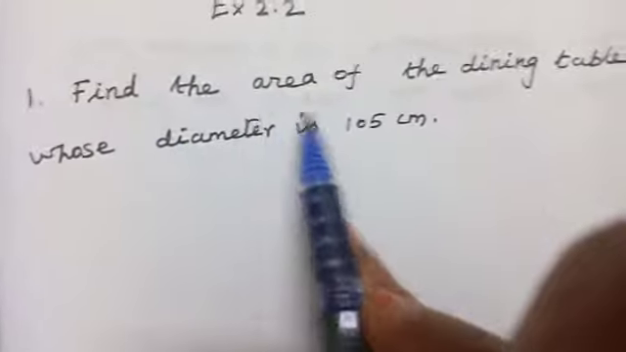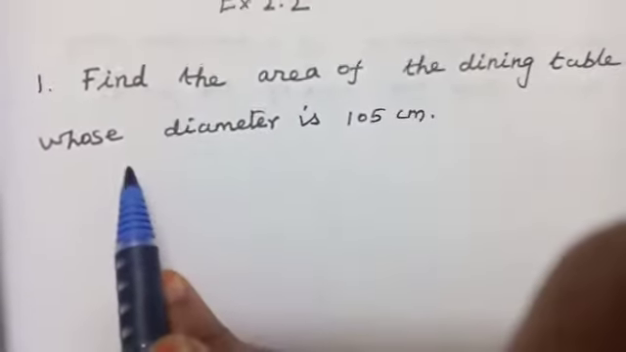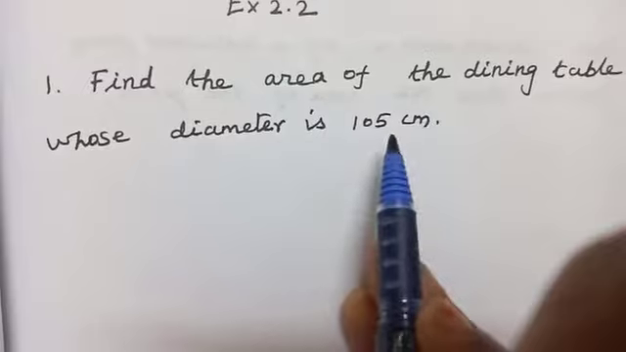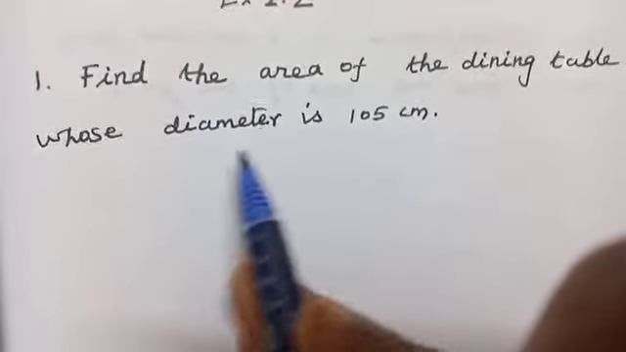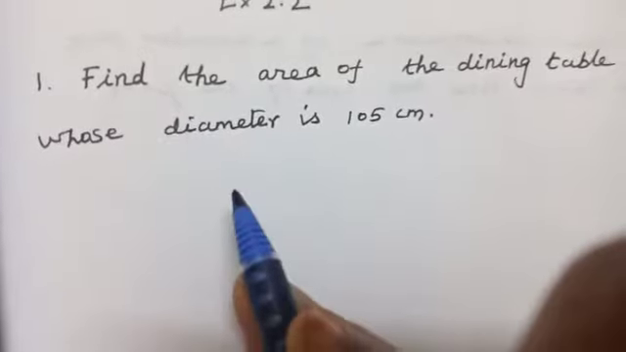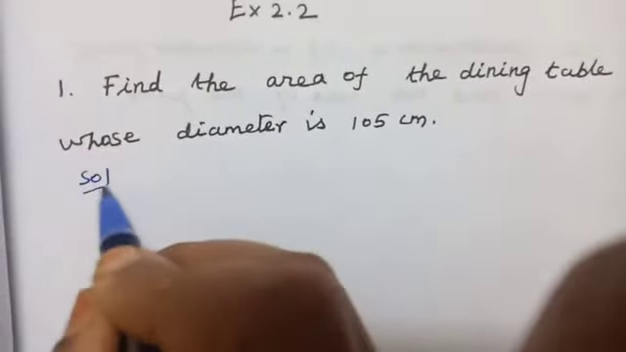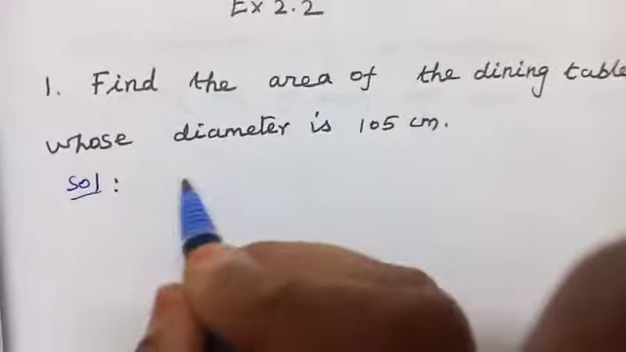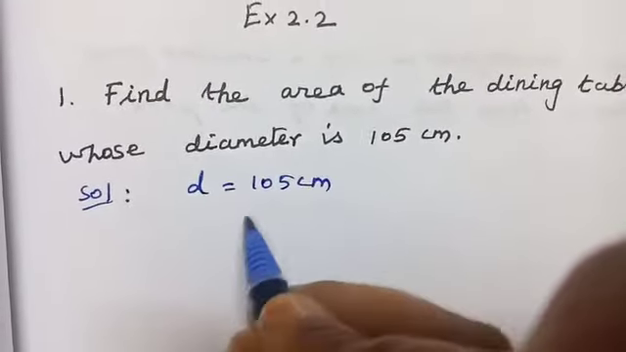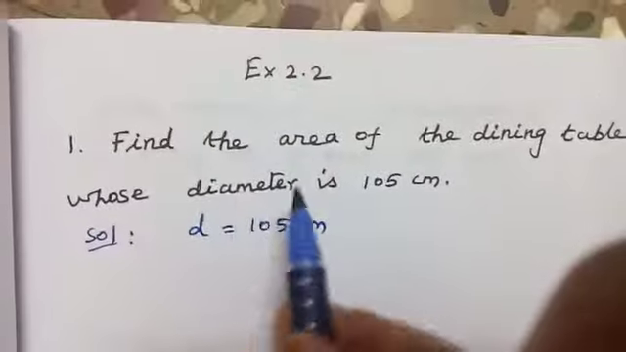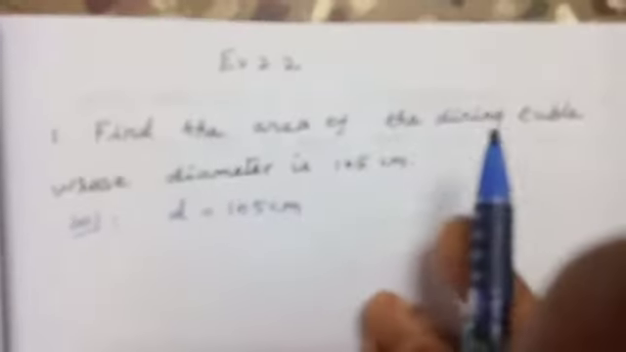First question, find the area of the dining table whose diameter is 105 centimeter. So first read the question, children, then write what is given. Diameter D is equal to 105 centimeter. This is the given part. Next we find the area of the dining table.